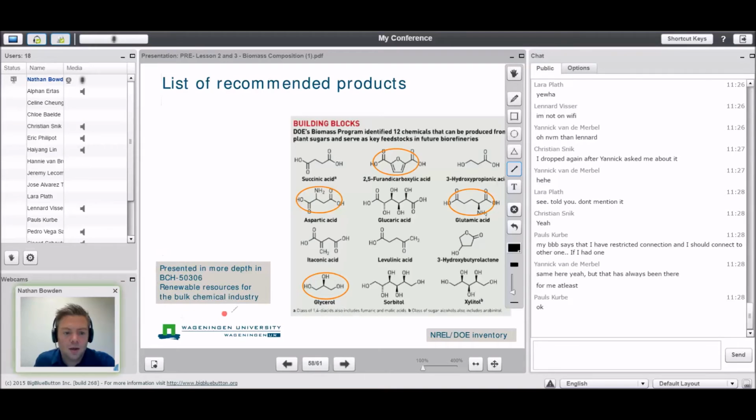you can read this article, Renewable Resources for the Bulk Chemical Industry. It's an excellent article written by some friends of mine. It's a little bit outdated, I think it was written in 2005, but it's quite good. It's dense too. It took me a long time to get through it. But if you're interested in amino acids and what you can make from them, you definitely want to look this article up in Explora.